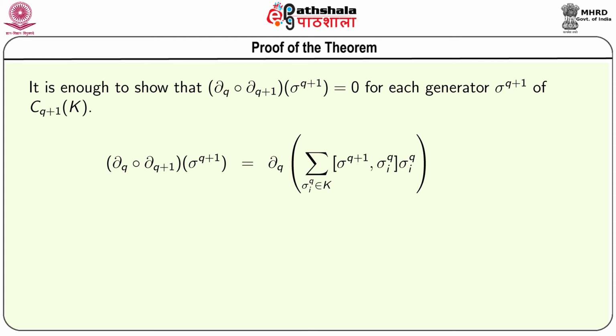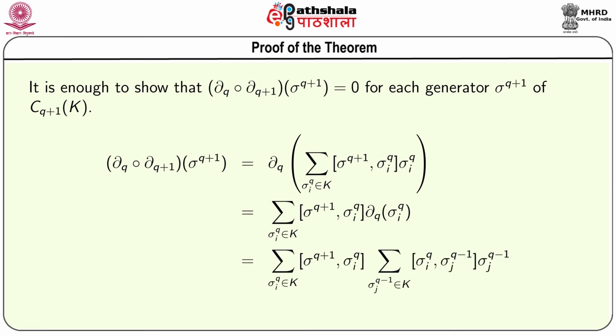For that, we start with ∂_q compose ∂_{q+1} operating on σ^{q+1}. This is equal to, by definition of composite of maps, ∂_q on, we apply the definition of ∂_{q+1} of σ^{q+1}, that is the summation of the incidence number [σ^{q+1}, σ_i^q] multiplied with σ_i^q, and the summation is taken over σ_i^q varying over K. Once again, since the incidence numbers are scalars and ∂_q is a boundary homomorphism, by applying the property of homomorphism, we have the summation of [σ^{q+1}, σ_i^q] ∂_q of σ_i^q, where σ_i^q varies over K.